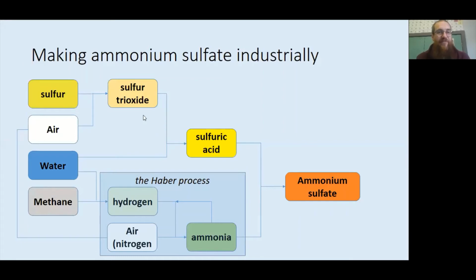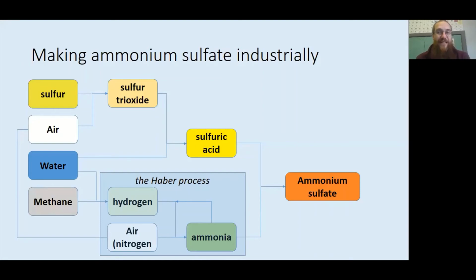The first step is to make some sulfuric acid. So the sulfur is burnt in air to make sulfur trioxide. This is a multi-step process, but overall, that's what's happened. That sulfur trioxide is then reacted with water to make sulfuric acid.